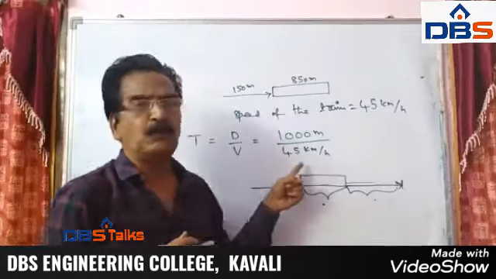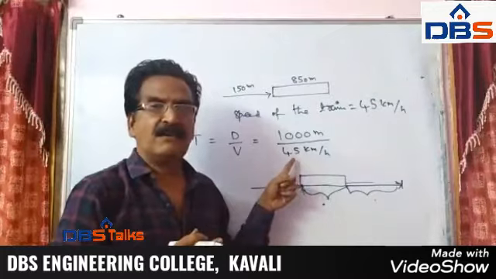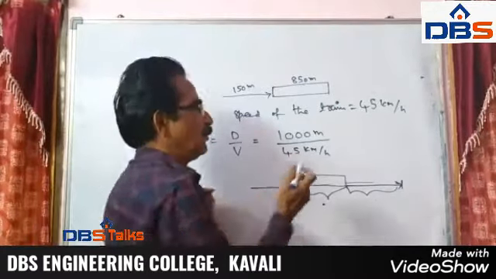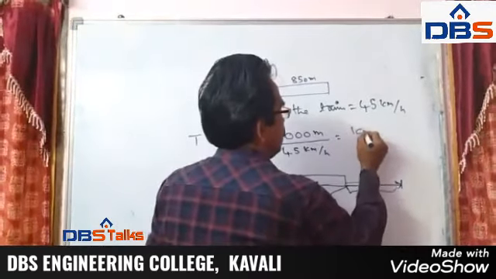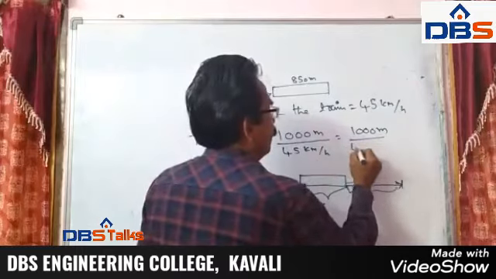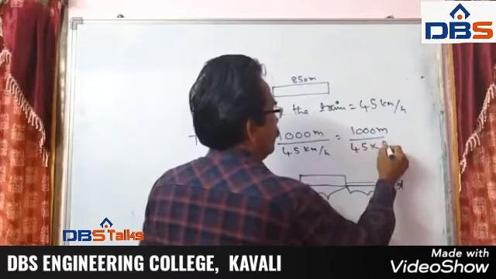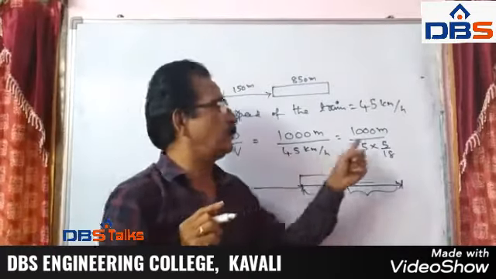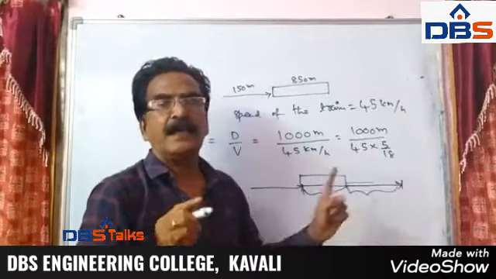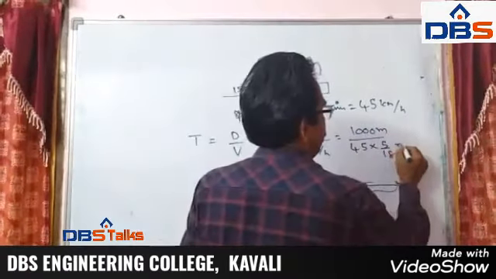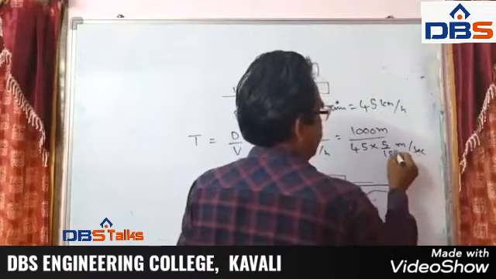So here we have to convert this kmph velocity into meters per second. So this is equal to 1000 meters by 45 into 5 by 18. By multiplying by 5 by 18, you will get the velocity in meters per second.